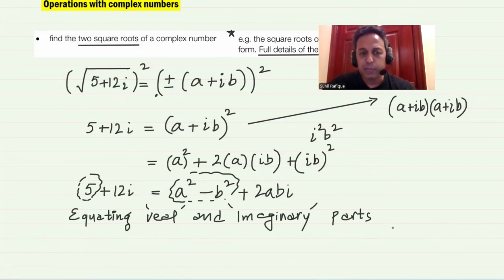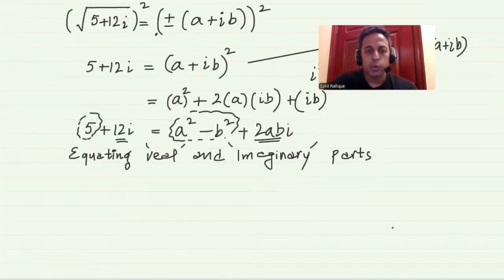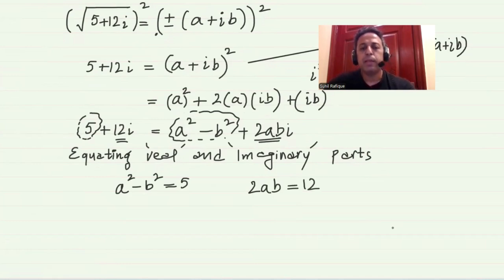And this 12 over here is the imaginary part on the left-hand side, and 2ab is the imaginary part on the right-hand side, okay? So when you equate real and imaginary parts, you will get a squared minus b squared equals 5, and 2ab equals 12, okay? Now I need to solve this system. This is a linear and a quadratic system.